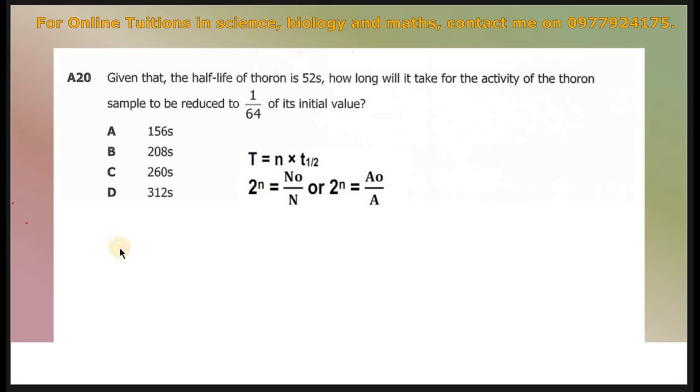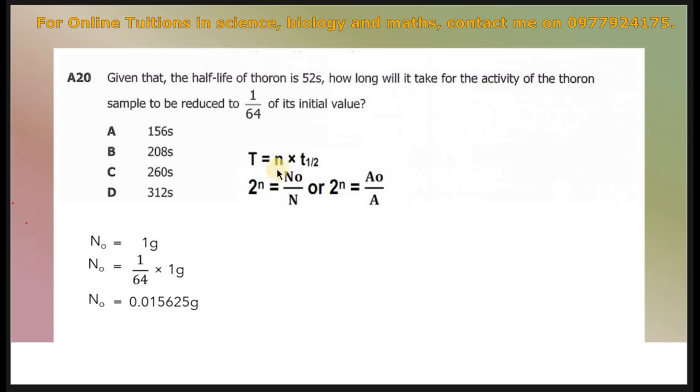So again, let's assume that the initial amount is 1 gram. So the initial amount is 1 gram, which is this one. Then the final amount is 1 over 64 times the initial amount, which is going to be 0.015625. So this is the original. So we need to find N using this formula here. So now, we know that this is our N.